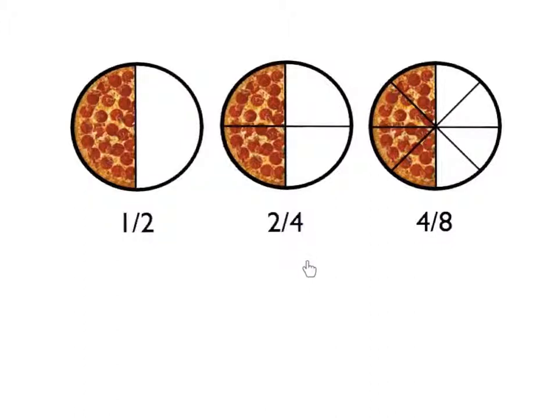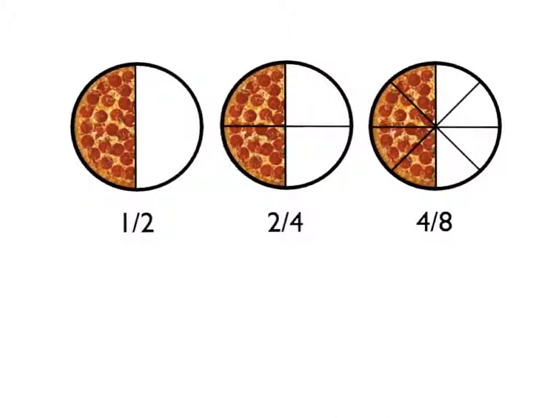Over here, 2/4, it's still the same amount of pizza, but it's split up differently, so the fraction looks different, but it represents the same amount. We have 2 pieces left out of 4 pieces that we started with. And same amount of pizza still over here, 4/8, but it just looks different because it's split up differently. The pizza is split into 8 pieces, so the denominator is 8. There are 4 left, so the numerator is 4.